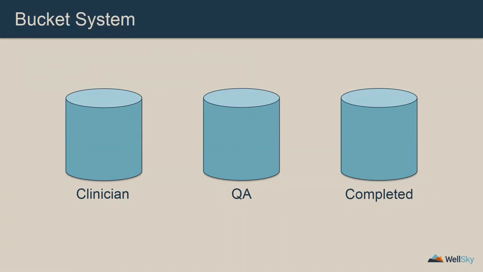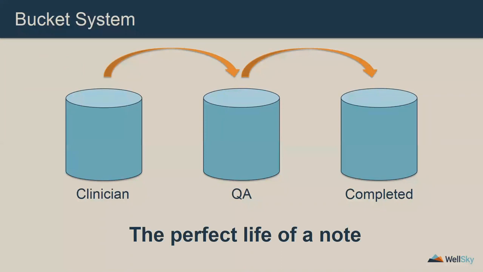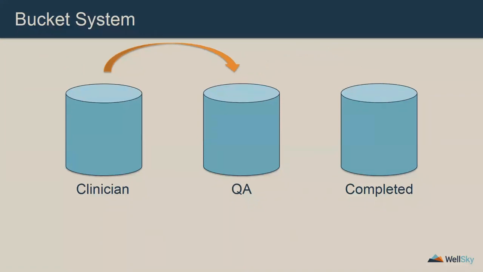So, when a clinician submits a note, it's sent to QA. If QA approves that note and no corrections are required, it's completed and ready for billing. This is known as the perfect life of a note. Now, there will be scenarios where QA must send a note back to the clinician. We're going to look at this scenario directly from the application.